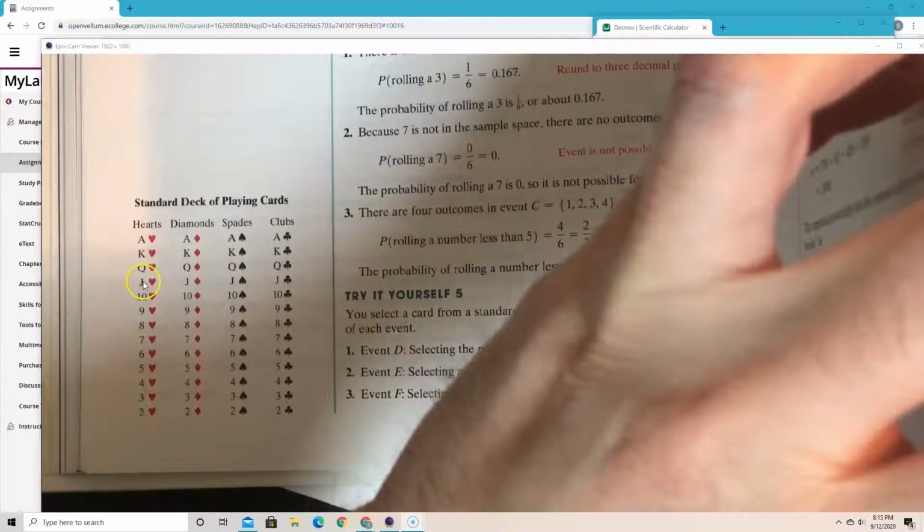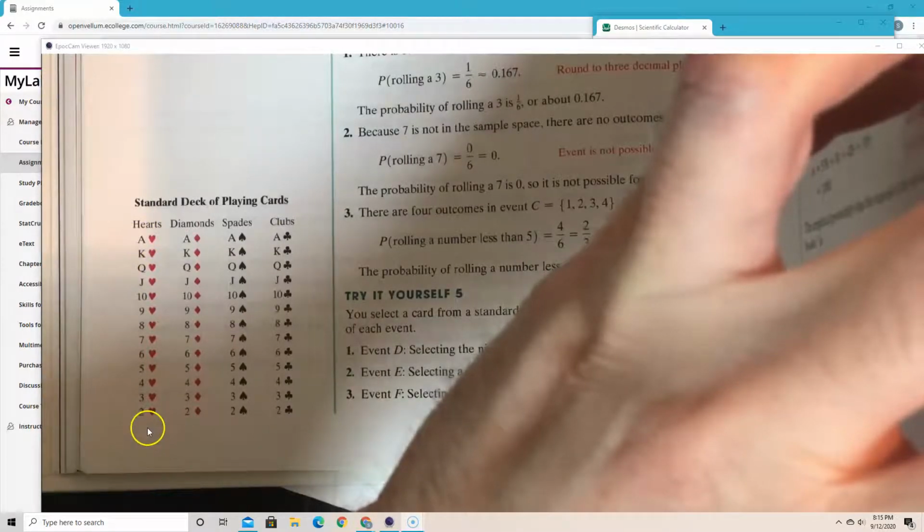King, queen, and jack, these cards have faces on them. The face of a king, the face of a queen, and the face of a jack. All the other cards do not have faces. So these king, queen, and jack are called the face cards. All the others are called non-face cards. And then after that you have a 10, 9, 8, 7, 6, 5, 4, 3, 2.